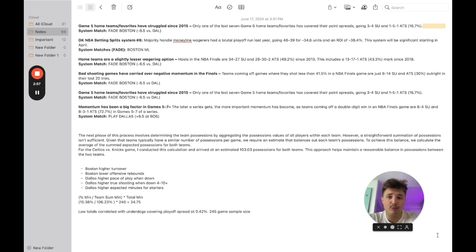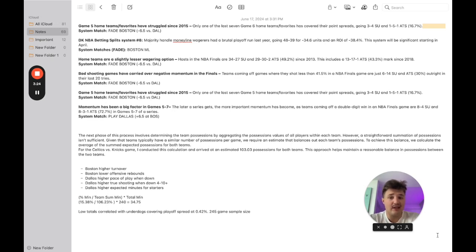Majority handle moneyline wagers have had a brutal playoff run since 2013, going 48 and 39. Remember, these are moneyline favorites, and that's minus 34.6 units and an ROI of negative 38.4%. So even though it has a winning record, these moneyline favorites are typically juiced, and that is why you see a system like that be profitable. So obviously you'd fade Boston moneyline.